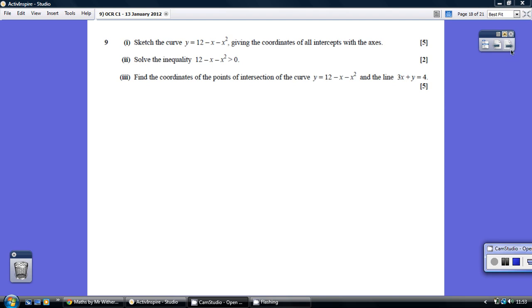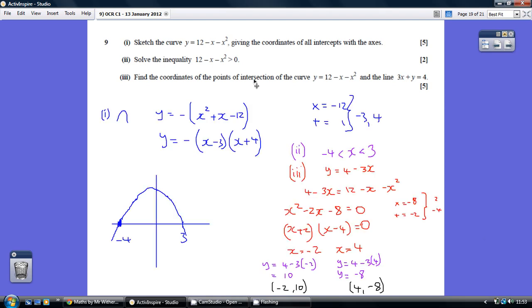Question 9. Now I think you've got to be careful here. It's very easy to get into a muddle. So first things first, it's minus x squared, so it's going to be a sad face graph.